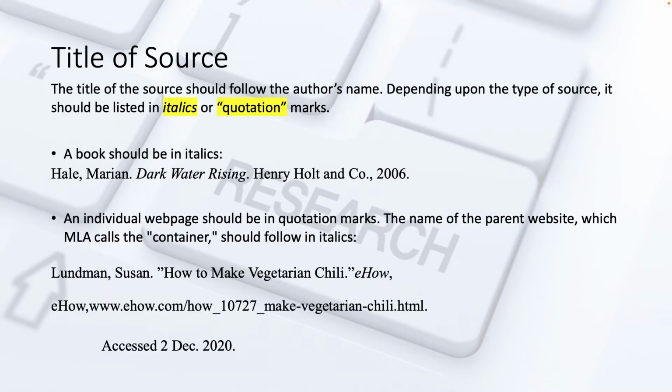The next one is the title of the source. When you're looking at sources, you need to see if it qualifies for italics or quotation marks. Remember that large things like books and plays, newspapers and journals have italics for the title. So, Hail Marion, and then the title of the book, Darkwater Rising, in italics.